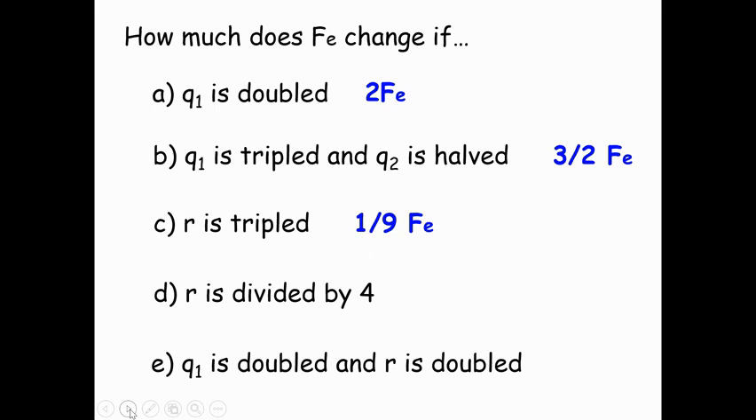Question D, if r is divided by 4, electrostatic force will be multiplied by 16. It'll increase by that factor squared. 4 squared gives us 16. Question E, if charge 1 is doubled and distance is doubled, the electrostatic force would be divided by 2. It would be multiplied by 2 and also divided by 4, which simplifies to 1/2.